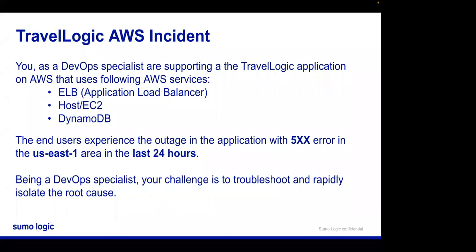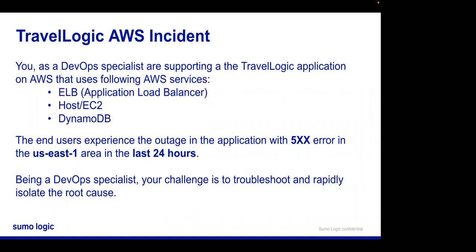So in order to see our root cause explorer, in order to see what's going on, we're going to take a trip here. You're going to be a new DevOps specialist with the Travel Logic company. The Travel Logic company, for those of you who don't remember or may not have heard, is where people can book travel. They can book flights and cars and all that fun stuff. And it's on an AWS environment. It's all cloud-based services. So you are a DevOps specialist dealing with this Travel Logic application on AWS. It uses the following AWS services: the Elastic Load Balancer, the application load balancer. We also support host and EC2 for storage, as well as DynamoDB.